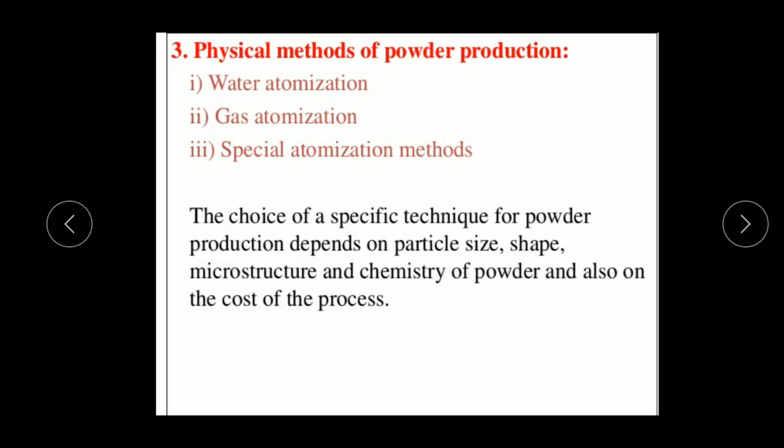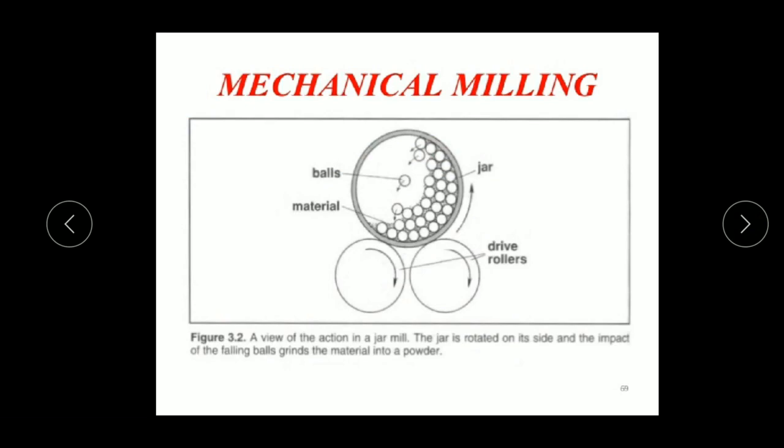The choice of a specific technique for powder production depends on particle size, shape, microstructure, and chemistry of the powder, and also on the cost of the process. Let's look at the image. It is a schematic diagram of mechanical milling. We watch the action in a jar mill. The jar is rotated on its side, and the impact of the falling balls grinds the material into a powder.